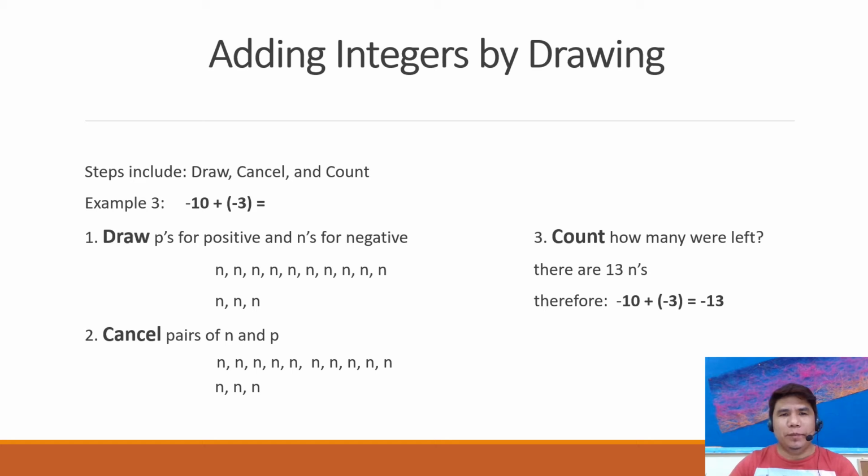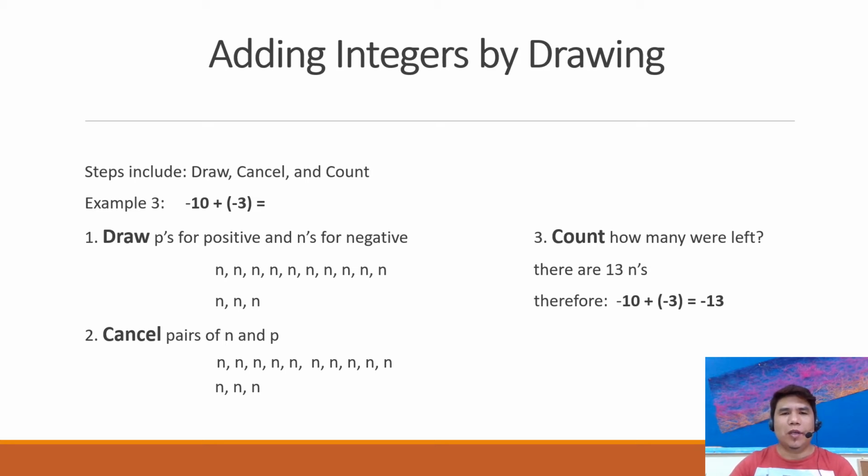Another example, our example number 3 is negative 10 plus negative 3. Okay, so we will apply the draw, cancel, count or DCC. We will be writing down negative 10 in terms of N, so we will write 10 N's. And then after that, the negative 3, so there are 3 N's, negative 3, no? That represented by 3 N's here.